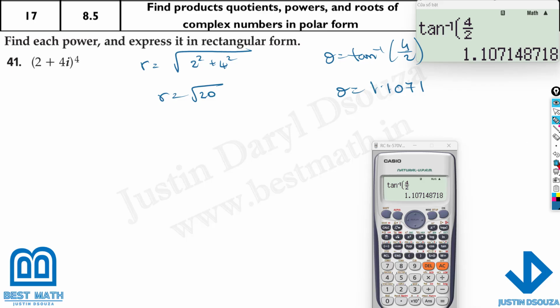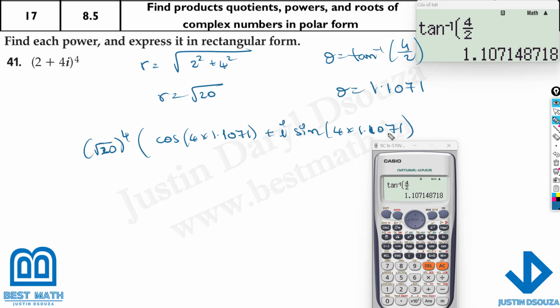1.1071. Okay, I've taken 4 decimal points. It'll be much more accurate this time. And we have to do, I'm directly going to write 20 square root, 20 raised to the power 4. Then what do we have? Multiplied by cosine 4 times 1.1071 plus i sine 4 times 1.1071. Here we go. And then we just put this in the calculator.